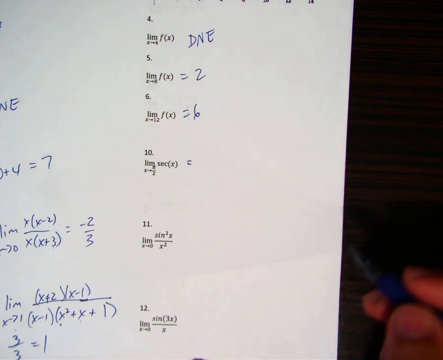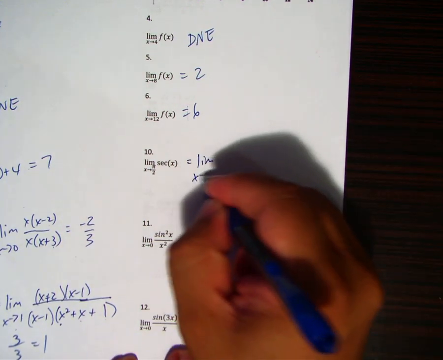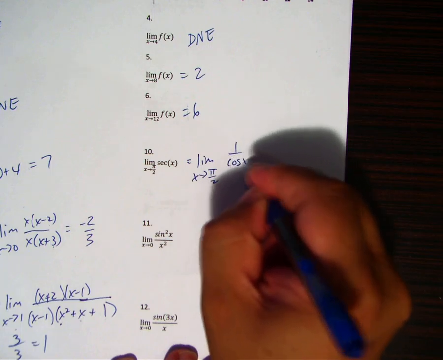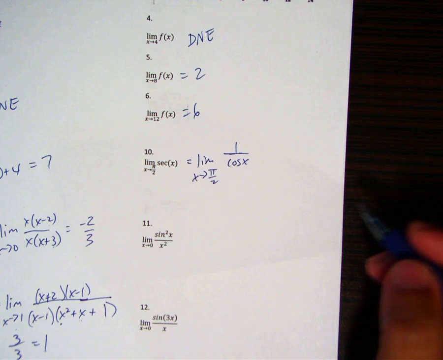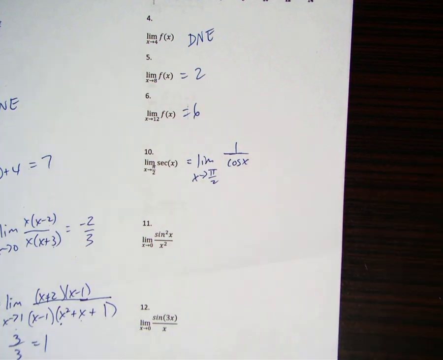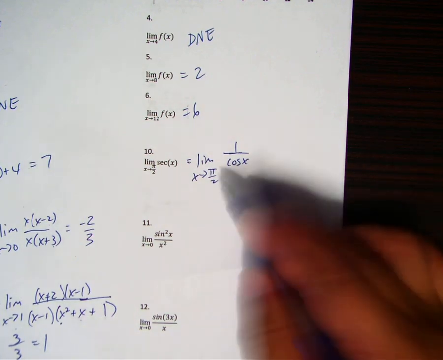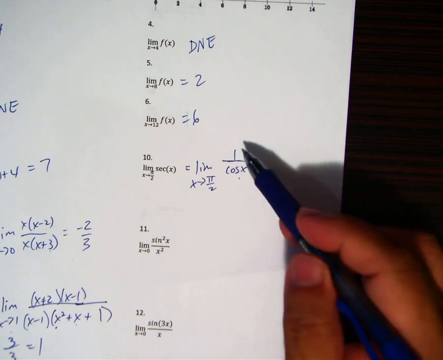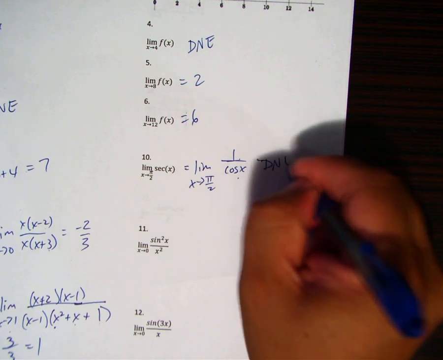Okay. Number 10. Pi over 2. So secant. I always like to rewrite in terms of others. Rewrite in terms of sine and cosine. Is there a problem at cosine of pi over 2? Yes, there is. Cosine of pi over 2 is 0. So I'm going to 0 on the denominator. Numerator is a number, so this does not exist.